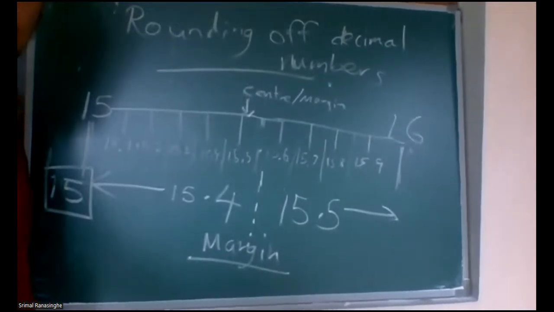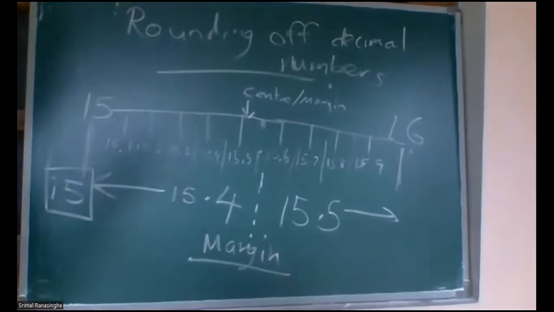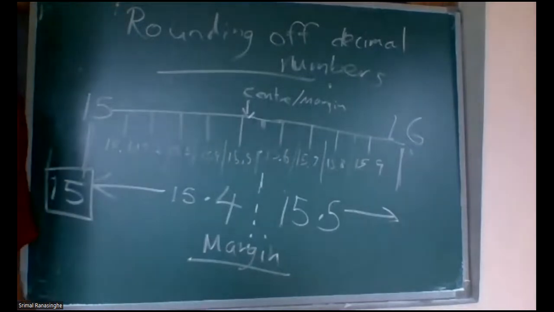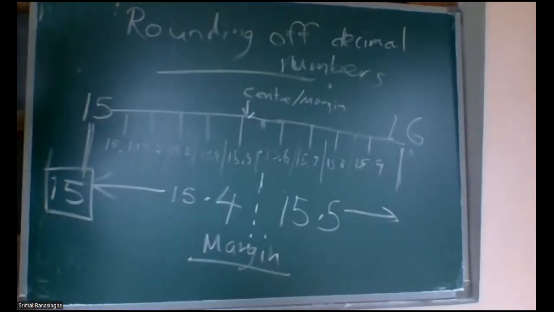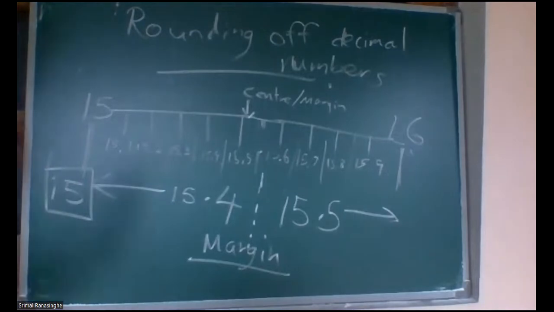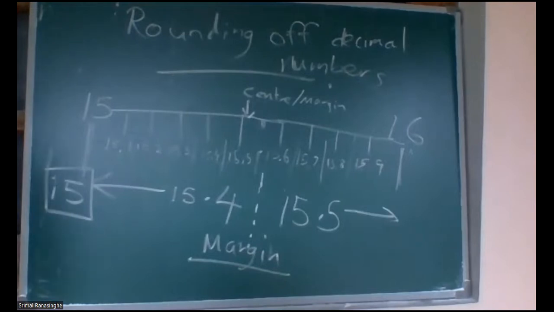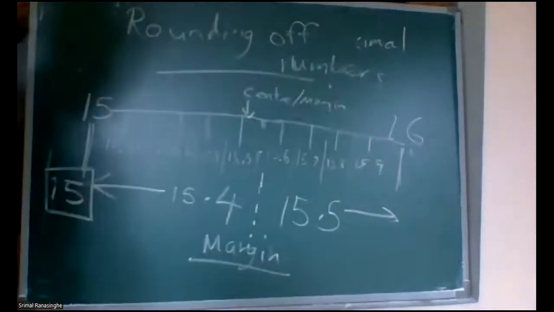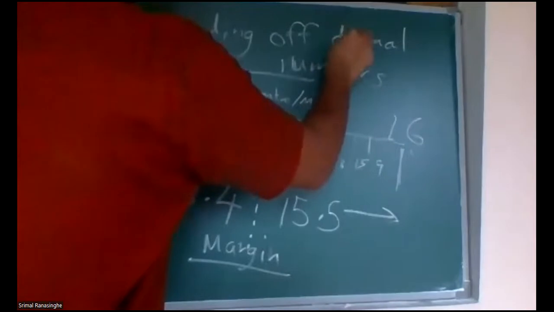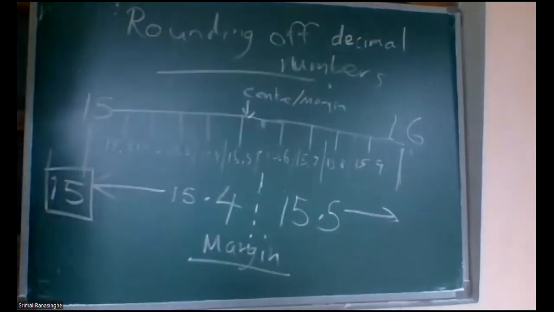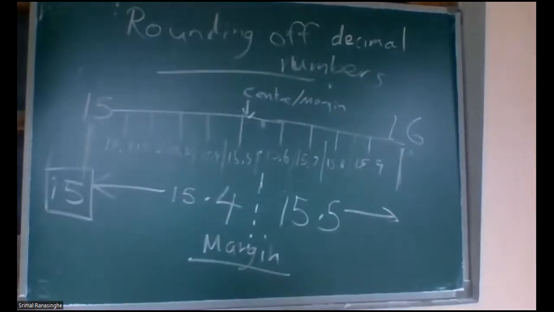If you couldn't hear properly, don't worry, because I record this and send it to your WhatsApp group tonight, so tomorrow morning you can see the video. So write down the topic, rounding of decimal numbers, and write this number line and put 15 to 16 with numbers 15.1 to 15.9. Start to do.